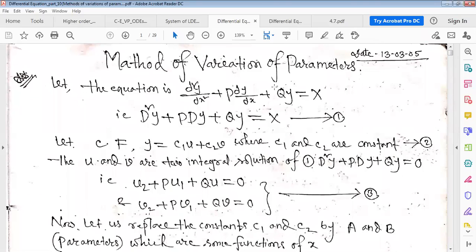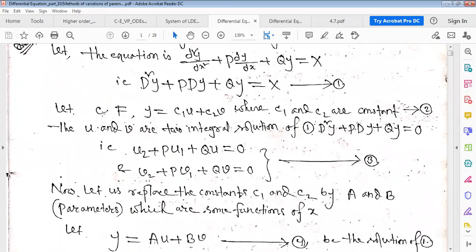Actually these are the types of second order linear differential equations we have studied, and here the right hand side is not 0, there is a function of x. So this is a linear differential equation that is non-homogeneous. Remember it, non-homogeneous differential equation, and this can be written like this. The complementary function of these types we studied: y can be written as c1 u plus c2 v, where c1 and c2 are constants or parameters, right?